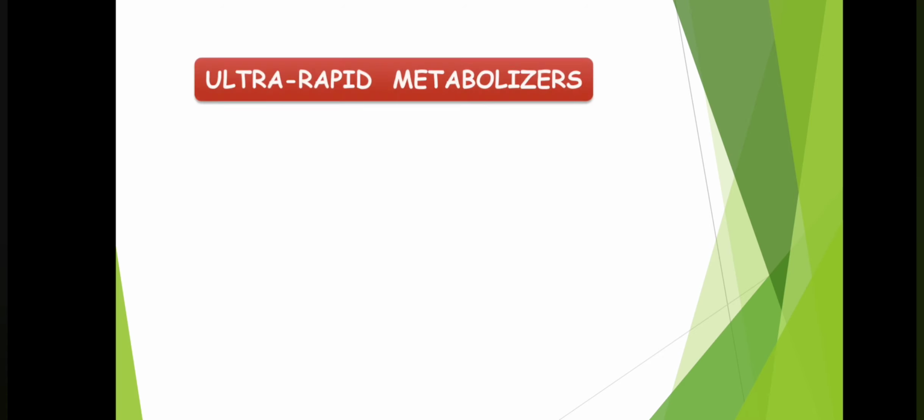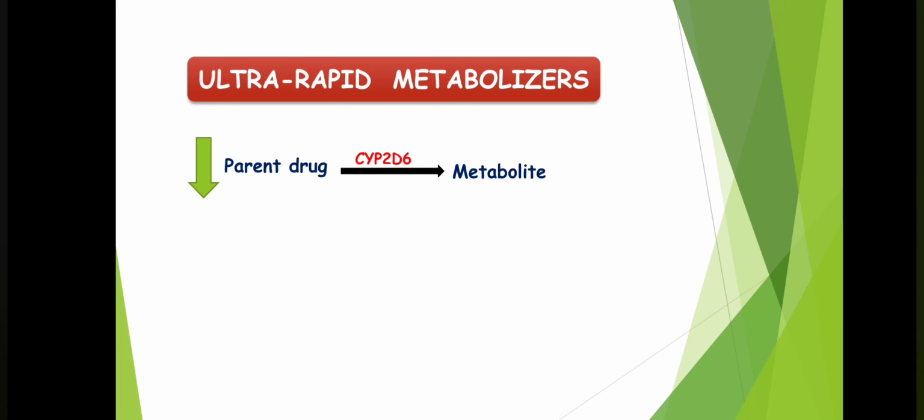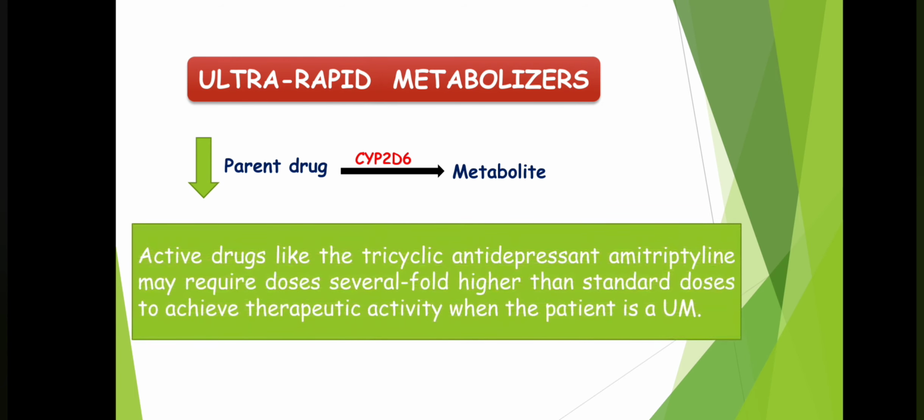Next, the ultra rapid metabolizers, the UMs, have very high rates of CYP2D6 enzymatic activity, so it results in very low plasma concentration of the active drug and subsequently low efficacy. Active drugs like the tricyclic antidepressant amitriptyline may require doses several fold higher than standard doses to achieve therapeutic activity when the patient is an ultra rapid metabolizer. The name only says the metabolism is very rapid in this case.